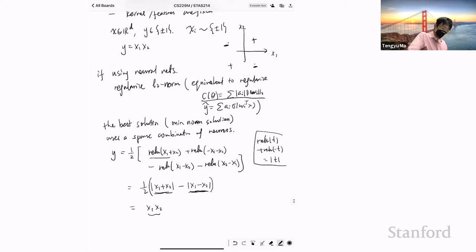So good. Basically, if you use a neural network and you regularize, you can show that this is the solution you find, which is a very sparse combination of a small number of features. In some sense, when you use regularization, you find these 4 features, and you do a linear combination on them. So these 4 features are the right features for this task.